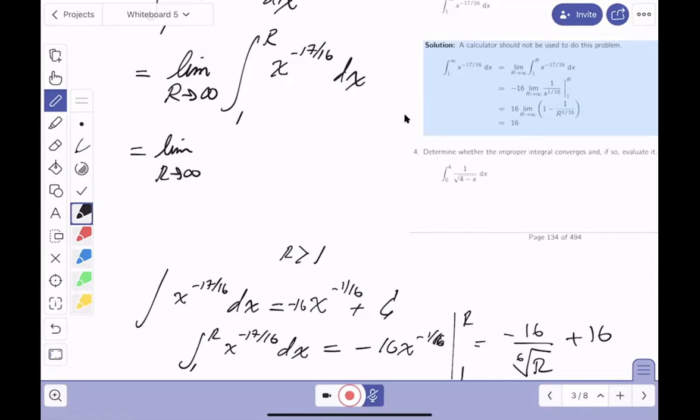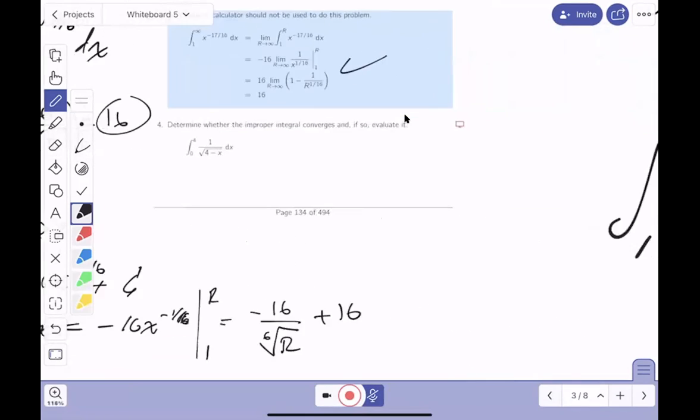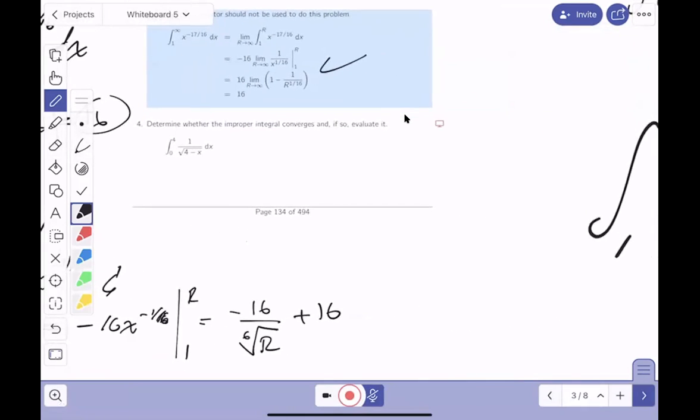So I'm ready to write this down over here. What's this going to be? 16 minus 16 over the 16th root of r. And what's that limit going to be? Fairly simple. It's 16. All right. We got that work over there for you. All right, so let's do this one now. Number 4. And number 4 is on the next page. Let me go to that.